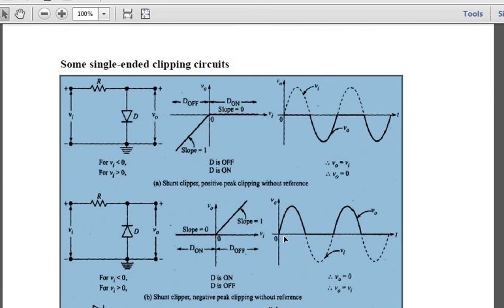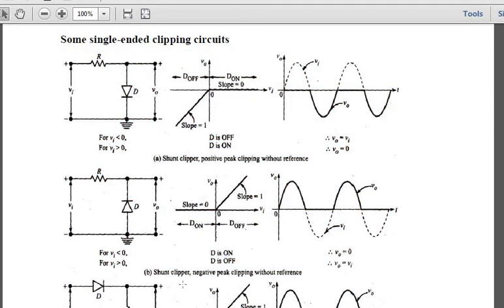Now the second one, shunt clippers, negative peak clipping without reference voltage level. Same condition here: when Vi is less than 0, your diode will be in the on condition and the output voltage V0 is equal to 0. When Vi is greater than 0, the diode will be in the off condition, so it is a short circuit, current flows through the resistor to the output, and V0 is equal to Vi. So the transfer characteristic slope is 1 when the diode is off, and the slope is 0 when the diode is on.